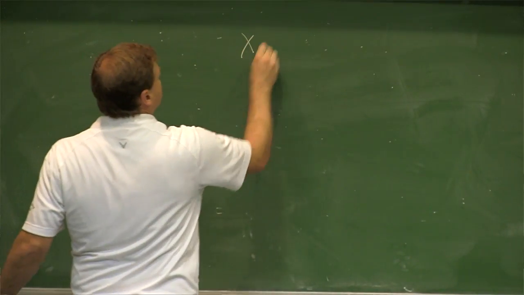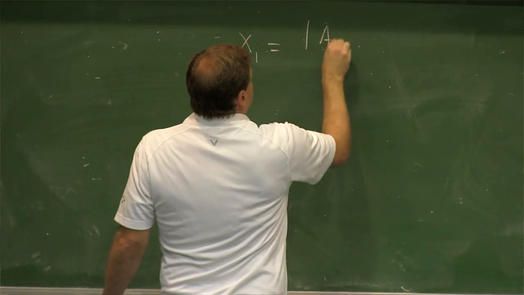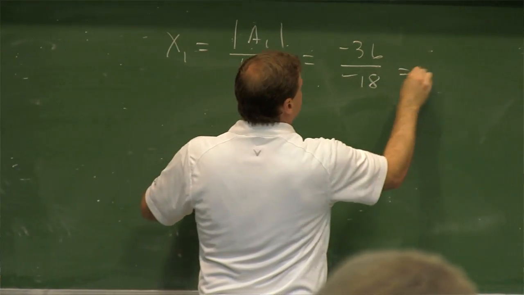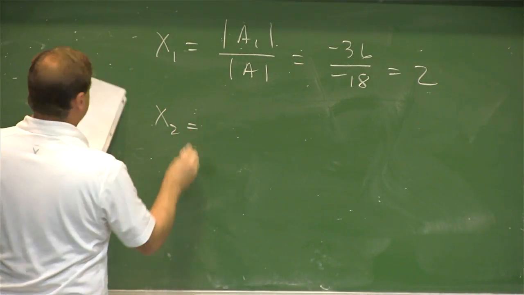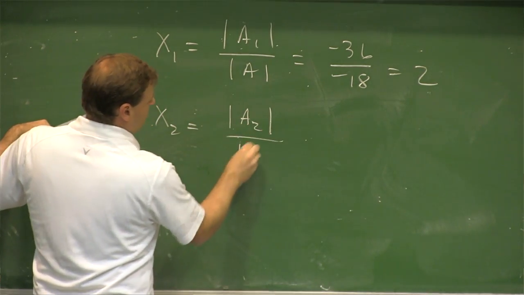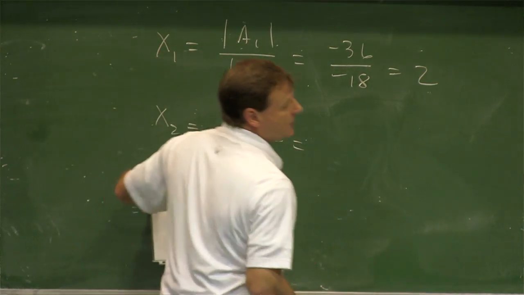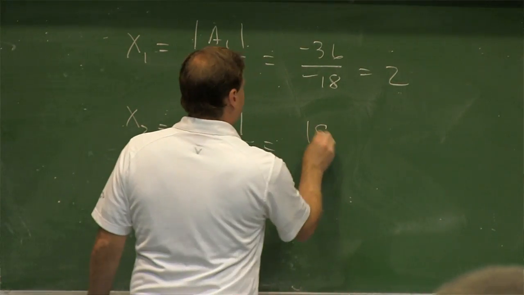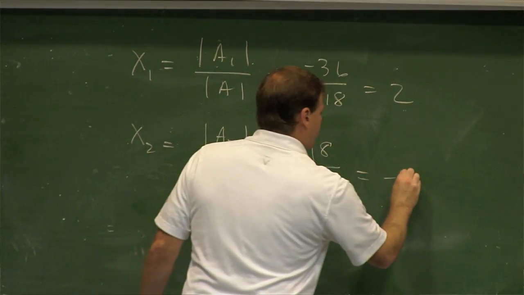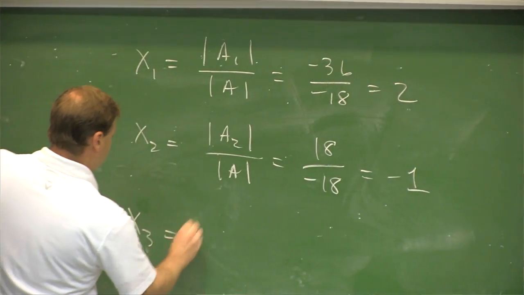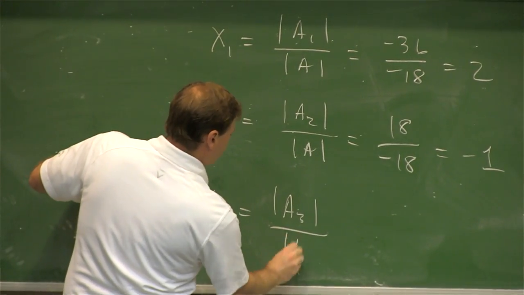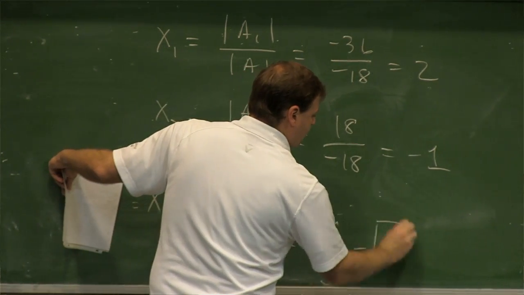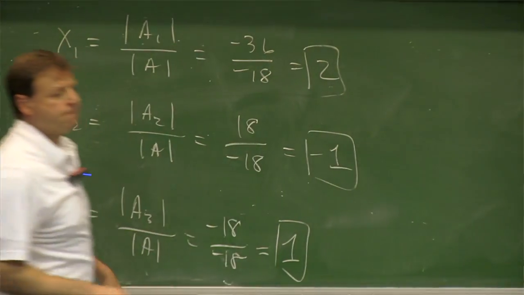Okay, so now x1 is A1 over A. So that's negative 36 over negative 18, which is 2. x2 is the determinant of A2 over A. That was 18 over negative 18, which is negative 1. And x3 is A3 over A. That's it. That's your solution.